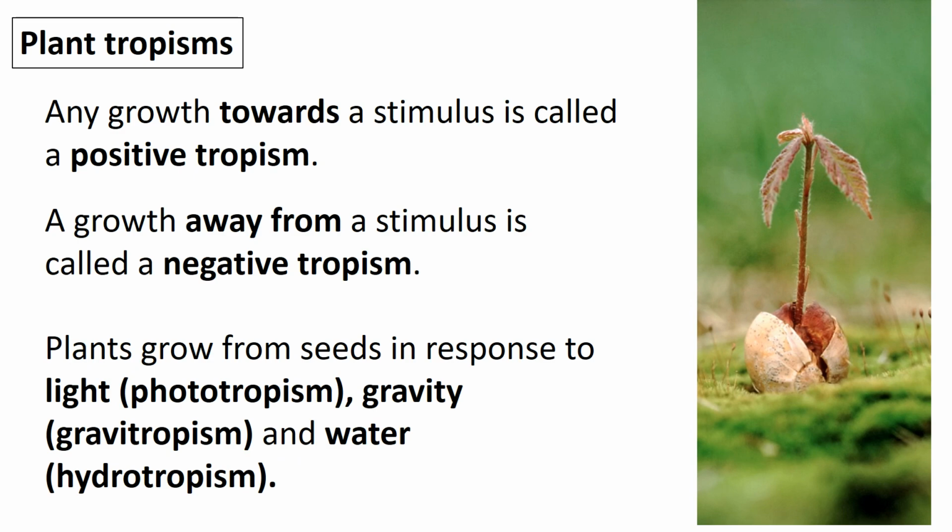So plants can actually grow from seeds in response to light, which we call phototropism, gravity, which is called gravitropism, and water, which is called hydrotropism. You can see those come from their Latin names: photo, light; gravitropism, gravity; and hydro, from water.